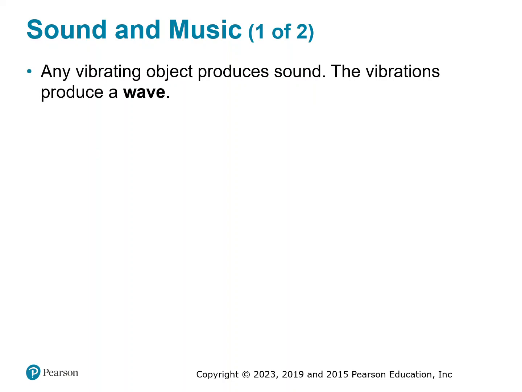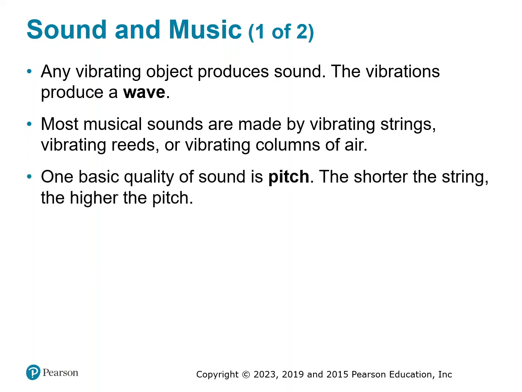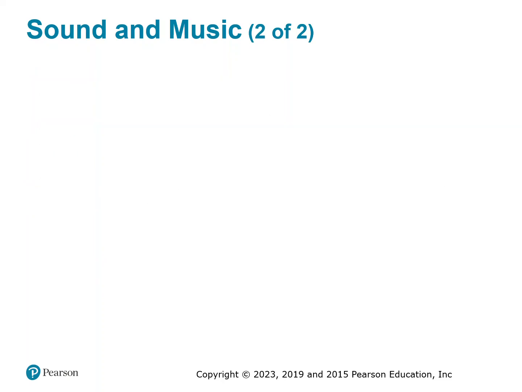Any vibrating object produces sound. These vibrations produce a wave. Most musical sounds are made by vibrating strings, reeds, or columns of air. One basic quality of sound is pitch. The shorter the string, the higher the pitch.